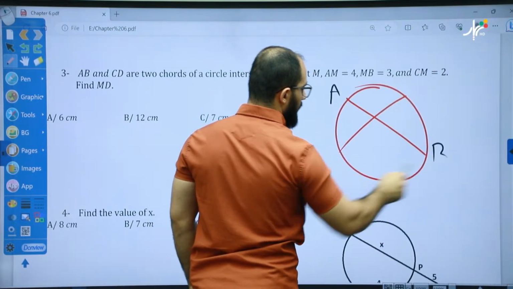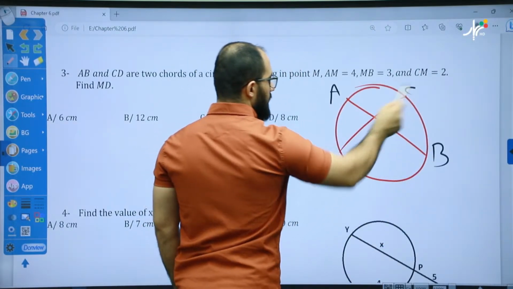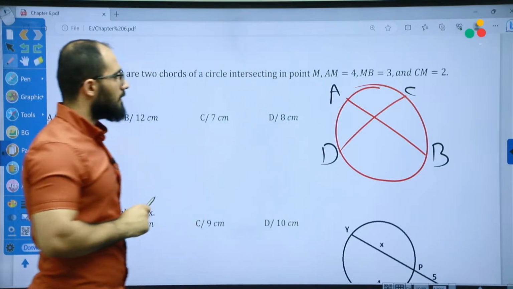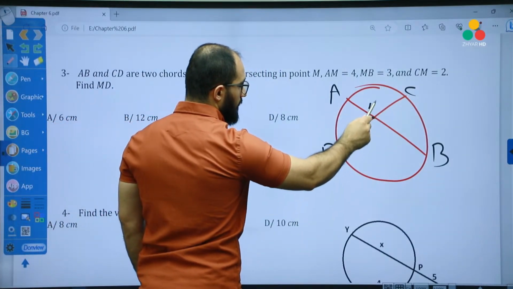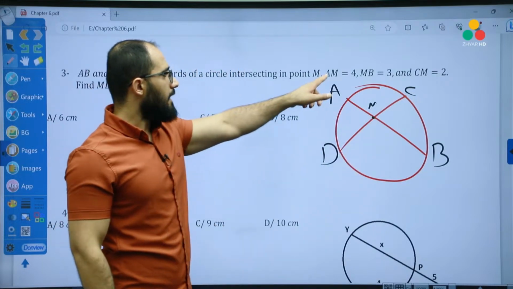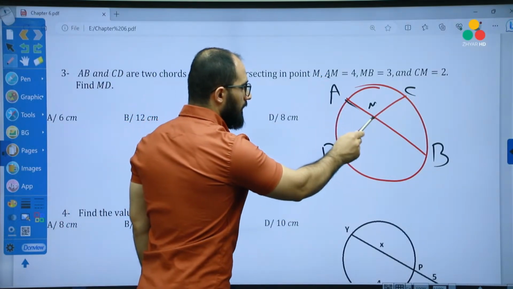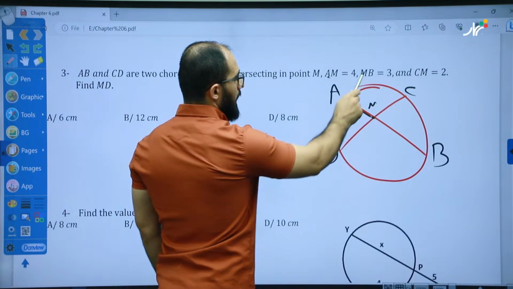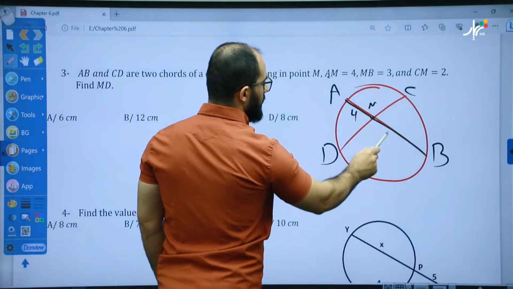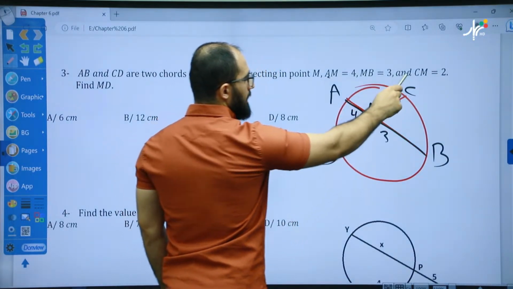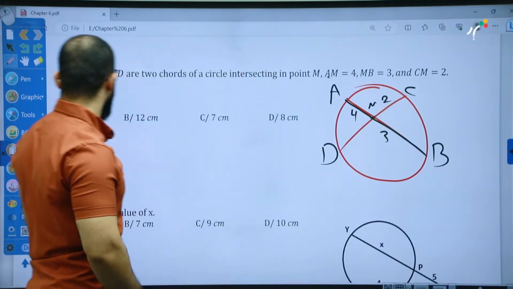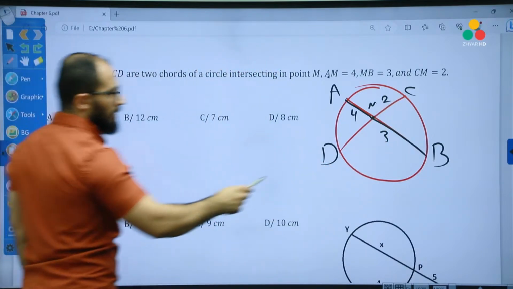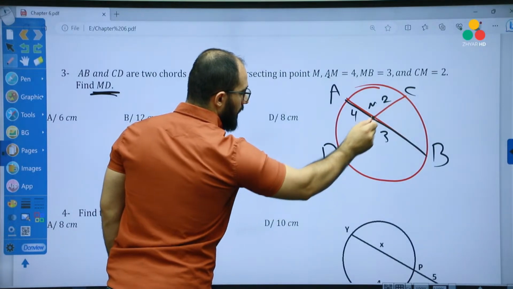A, B, and C, D intersect at point M. This is M. Then AM is 4, A until M is 4. M until B is 3. CM, this is C until M, is 2. Then it says find MD. Find this part here, MD.